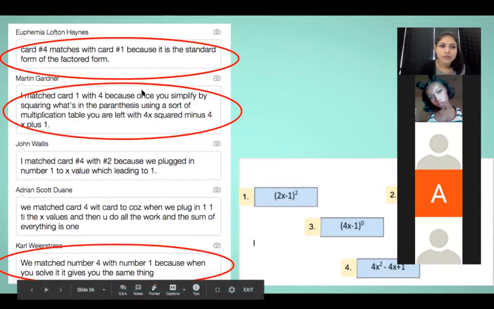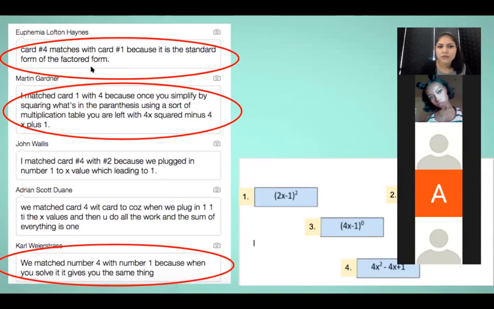So I look at the first response. It says card 4 matches with 1 because it is the standard form of the factored form. I notice in this one it has a lot of terminology, probably from Algebra 2. They're talking about something called standard and factored form. Maybe some of you remember that language, maybe some of you don't. So let's move on to the next response.